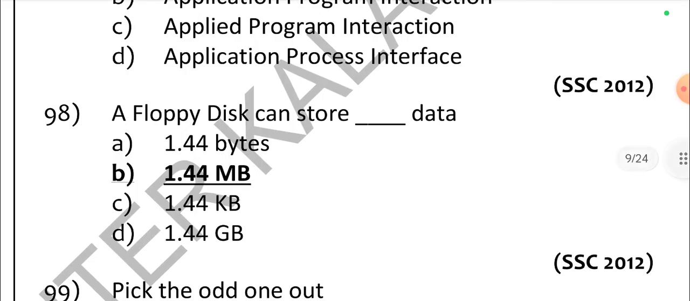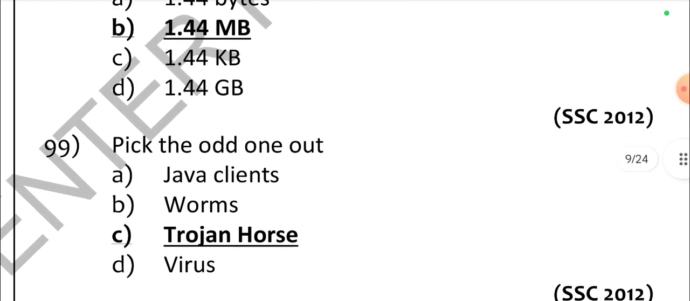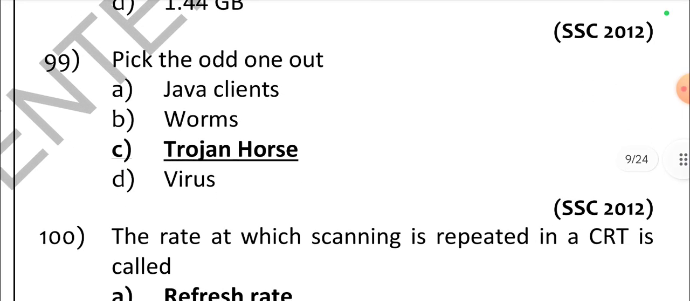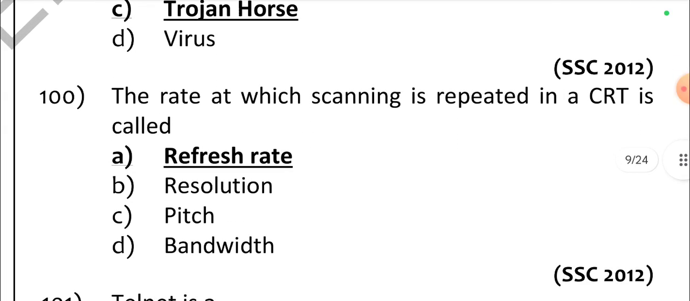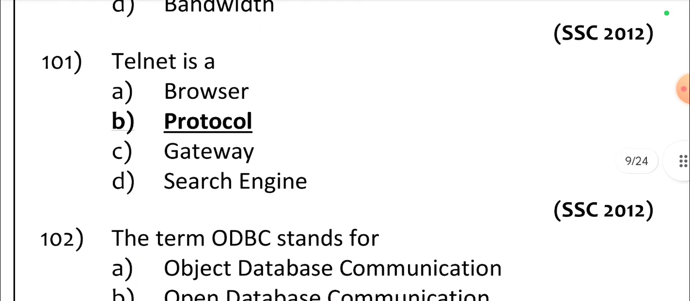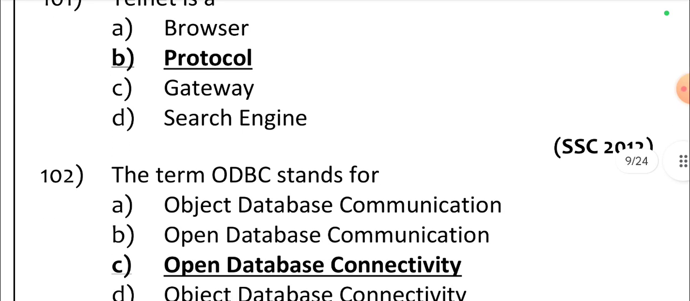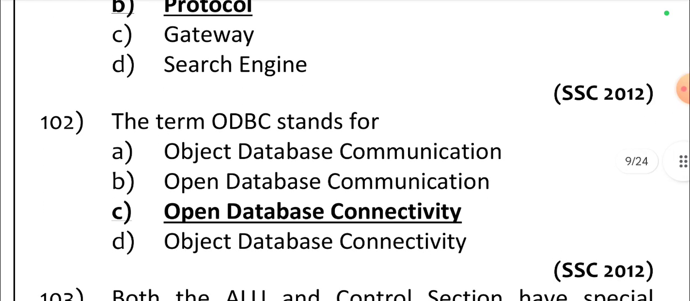A floppy disk can store dash data: 1.44 MB. Pick up the odd one: Trojan horse. The rate at which scanning is repeated in a CRT is called refresh rate. Telnet is a protocol. The term ODBC stands for Open Database Connectivity.